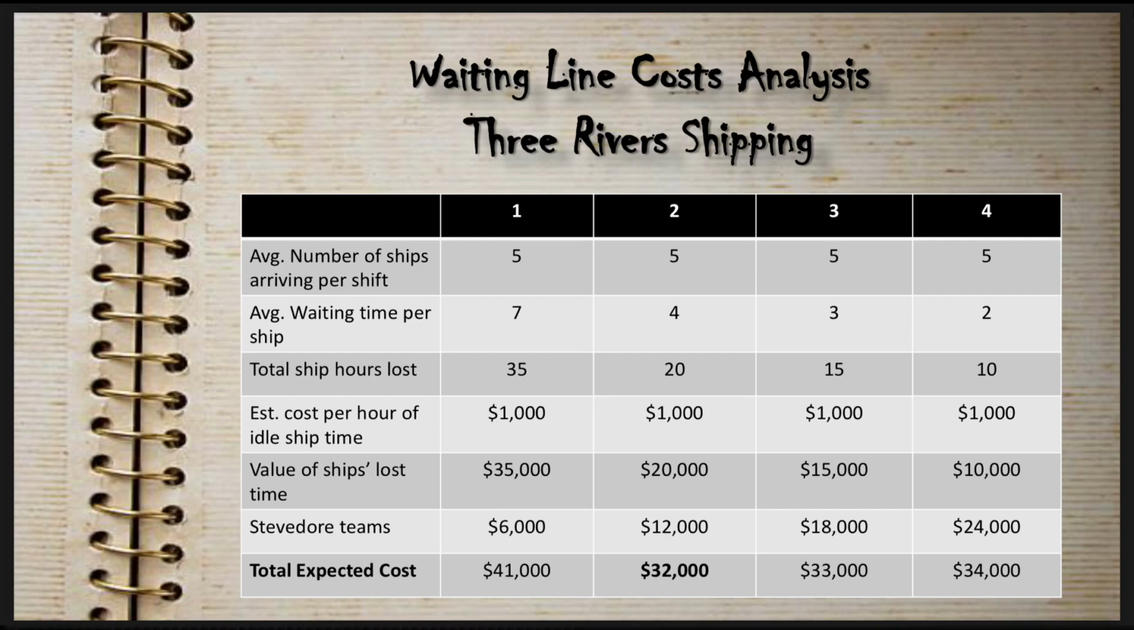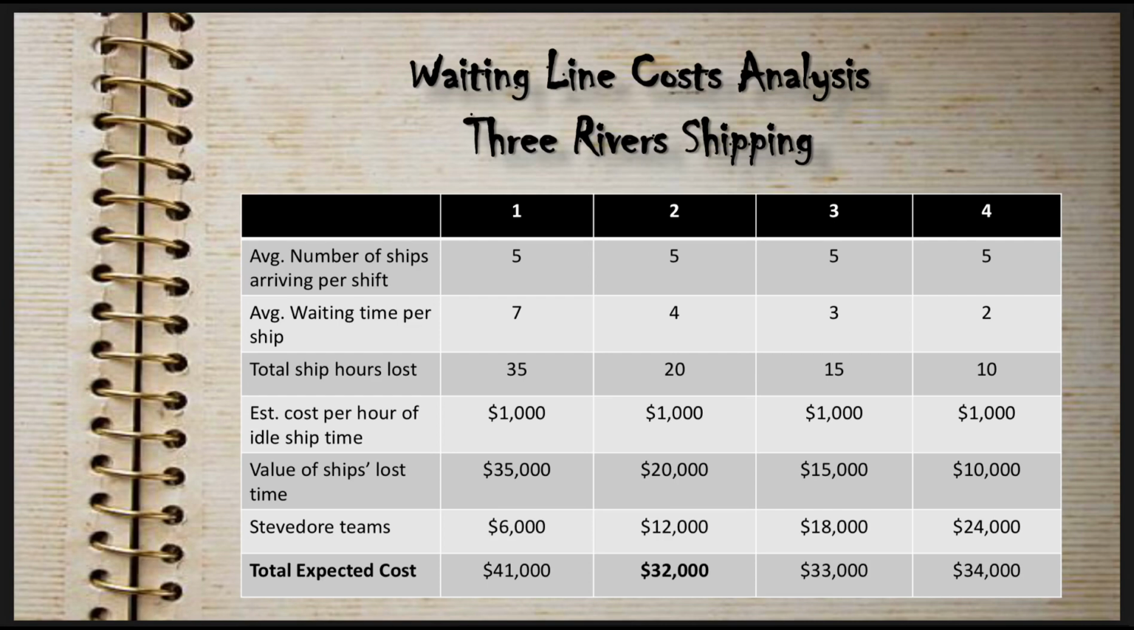So technically speaking, the table consists of 5 columns, isn't it? Yes, it is. Yung sa first column, makikita natin dyan is yung mga average number of ships, average waiting time, total ship hours, estimated cost per hour, and etc. Yung 1, 2, 3, 4, yun yung waiting lines. Dito naman sa average number of ships arriving per shift, bakit 5, 5, 5 yung nakalagay dyan?